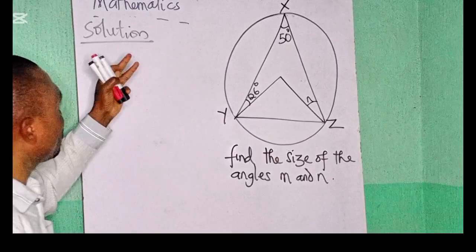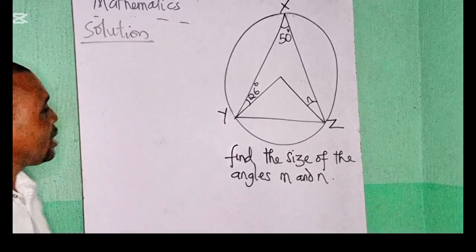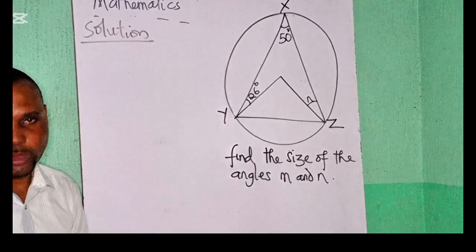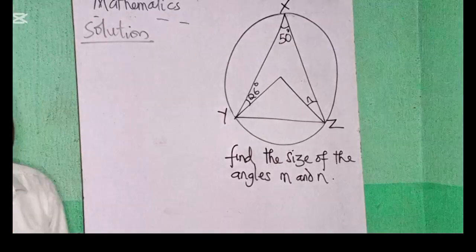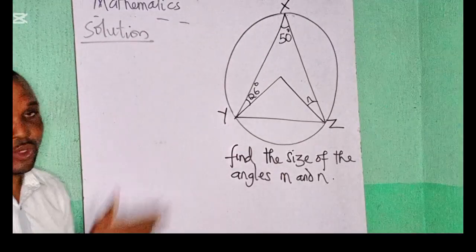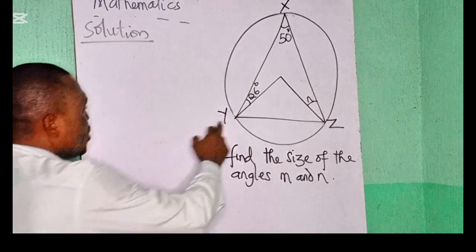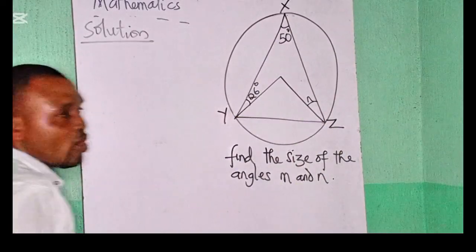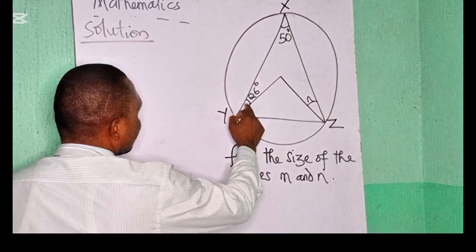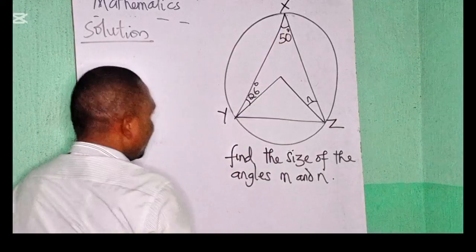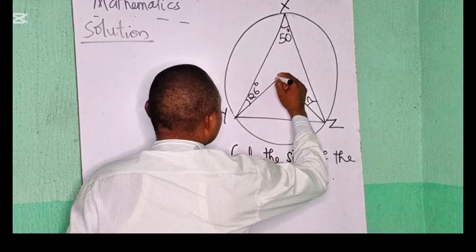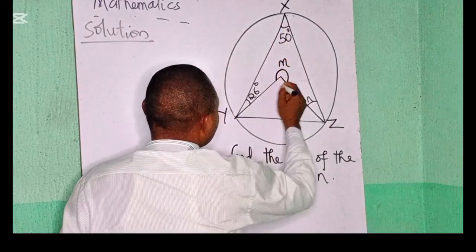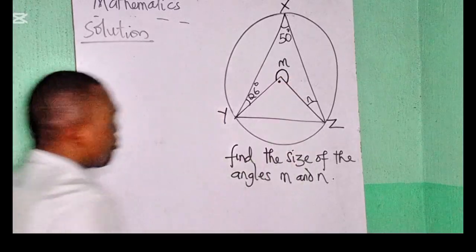Today we shall be considering mathematics. Now we are still on circle geometry. So we have another type of question on circle geometry. What's on the board? Okay, so this is a triangle, and the vertices are touching the circumference of the circle. Here is 26 degrees, here is 50 degrees. Then this is m. We are asked to find the value of m.